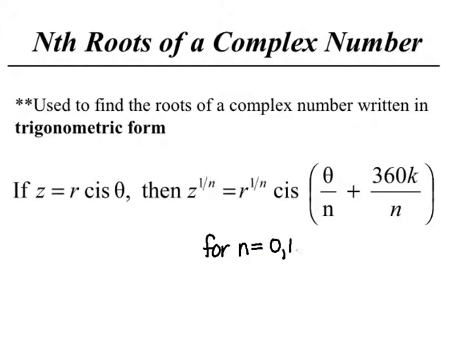Oh, not 0. Take that back. What was I writing 0 for? 1, 2, 3. I wrote that wrong. This has got to be k, sorry. There we go. For k equals 1, 2, 3, up until n minus 1. So what's going to happen is you're going to have multiple answers on this one.